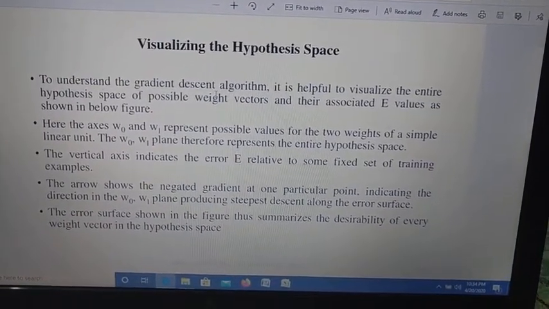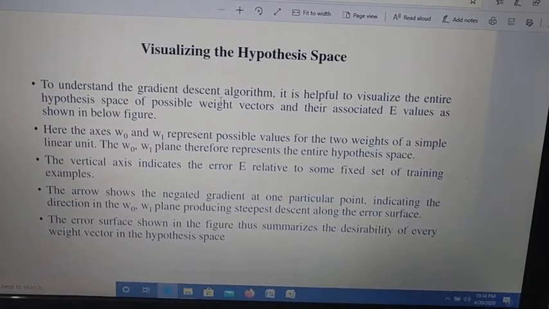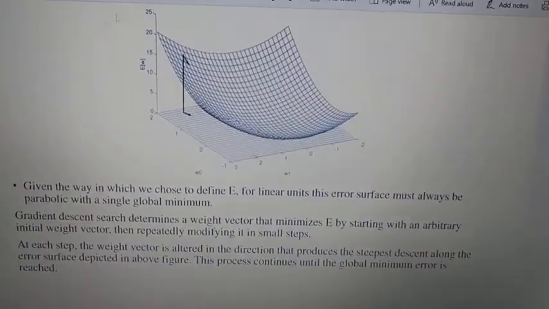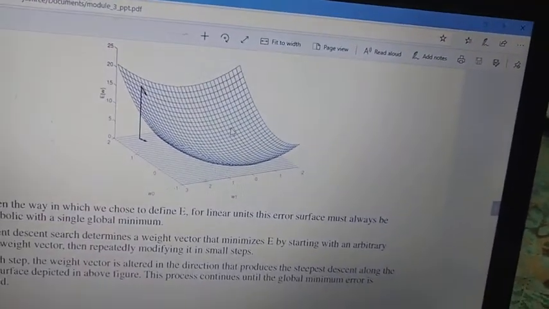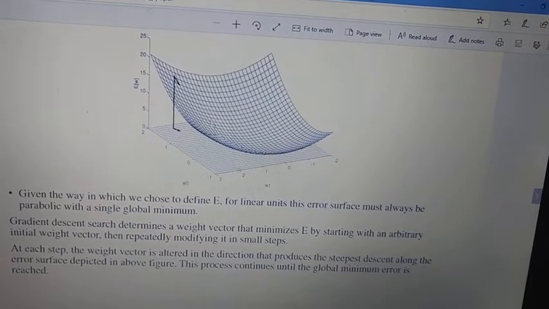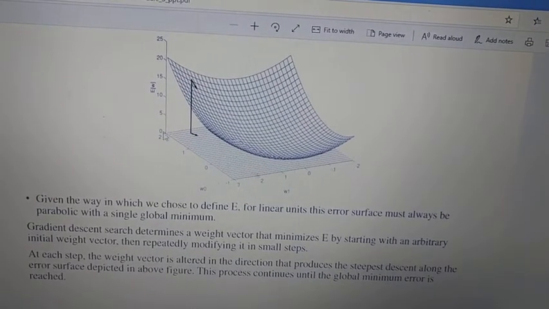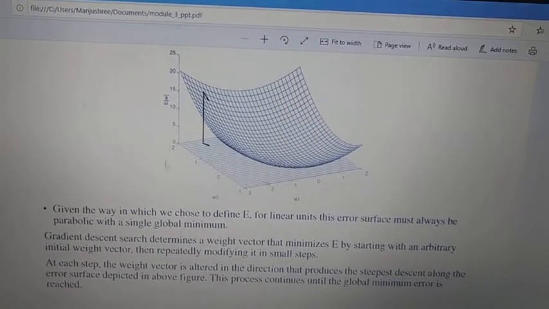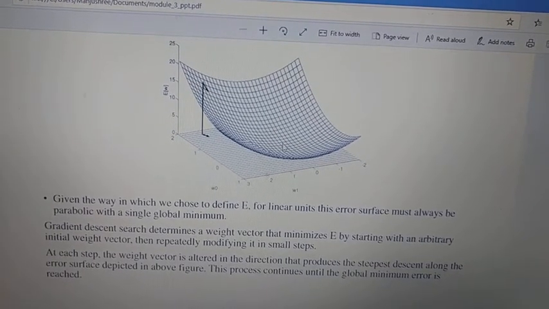To understand the gradient descent algorithm, it is necessary for us to visualize the entire hypothesis space of possible weight vectors along with their associated error that is shown in the diagram. So this is the hypothesis space. As I already told, a hypothesis space is nothing but the different hypotheses or the different predicted values of weight. So here we can see that this is a plane where we have W0 and W1 vectors, where the vertical axis indicates the error of the two vectors, that is W0 and W1.